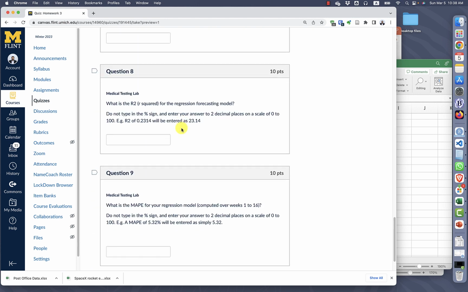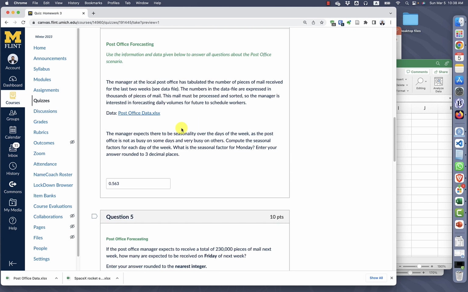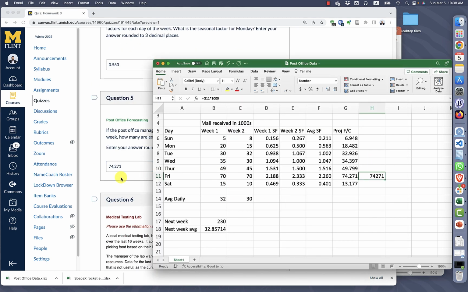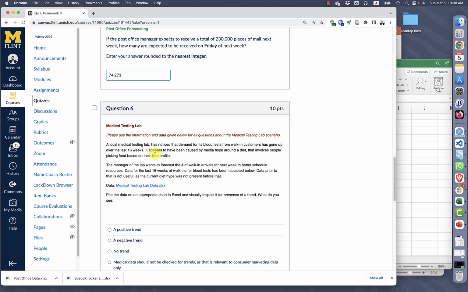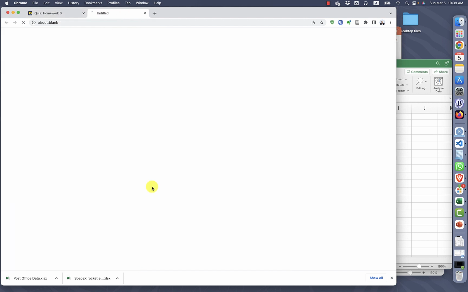Okay, now we are done with this seasonality question. So let's go on to our next question, which is a medical testing lab. Okay, so here we have walk-in arrivals, and the data for the past 16 weeks is given. Let's look at the data.